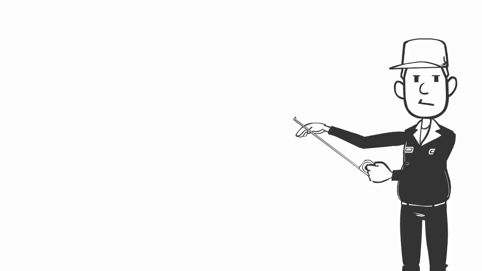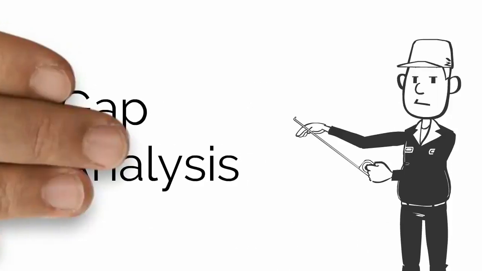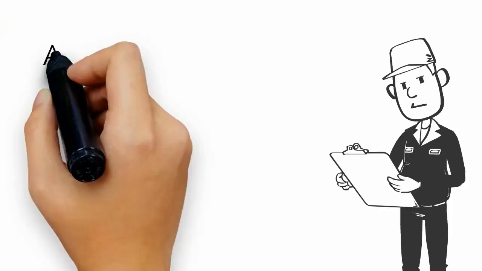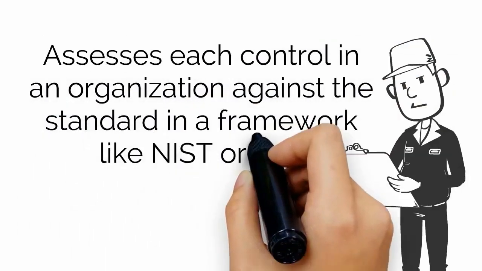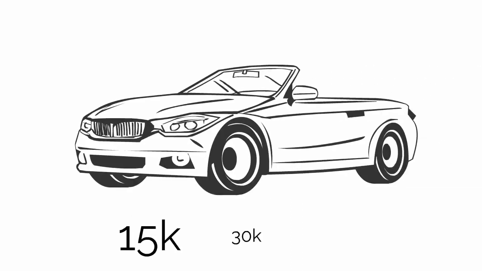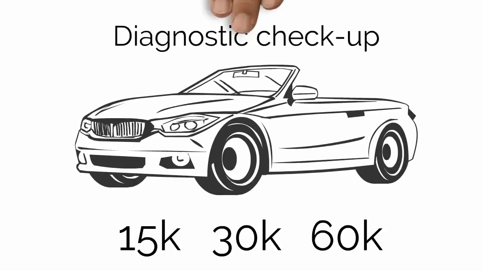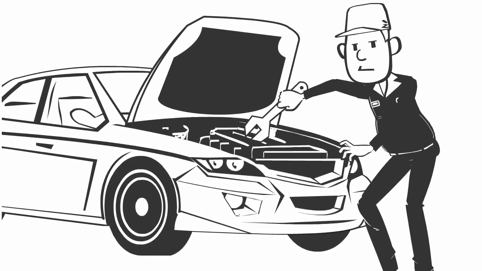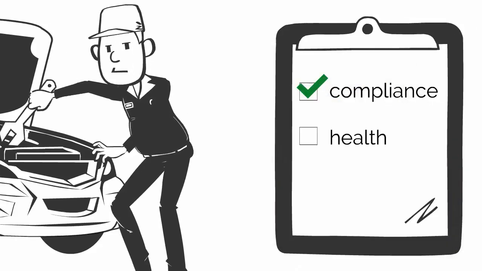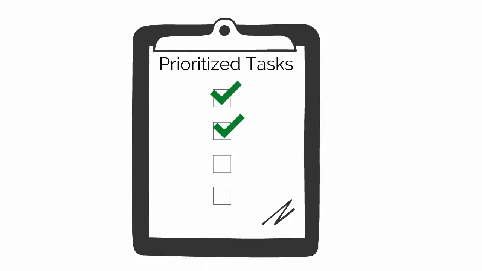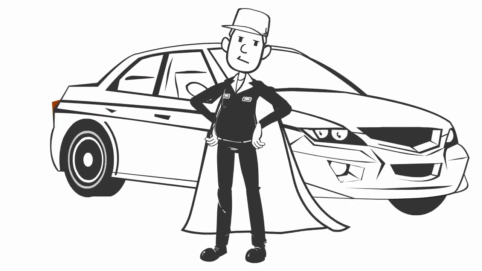The most effective method to measure and assess security controls is through a gap analysis. A security professional assesses each control in an organization against the standard in a framework like NIST or ISO. Just like getting a 15, 30, and 60,000-mile diagnostic checkup on your car, each component or control in this case is assessed and reported with a corresponding level of compliance or health. Assessments are critical to identify risks before they become problems. Moreover, they provide a prioritized list of tasks that, when completed, are proven to improve the organization's overall security posture.